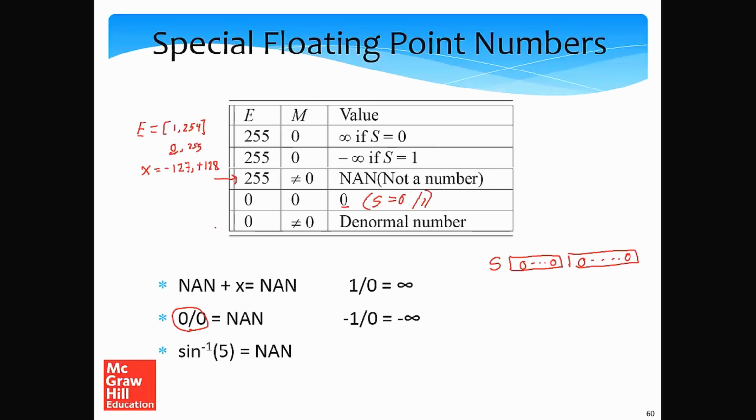The last subclass is very interesting. It's called a denormal number. We will discuss this in later slides. In this case, E is equal to 0, but M is not equal to 0. We will discuss this case in the next few slides.